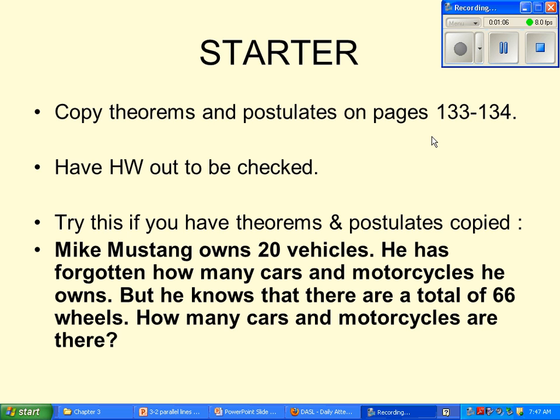We're going to go over this problem right here. Mike Mustang owns 20 vehicles. I'm just writing this down so I can switch the slide. But he's forgotten how many cars he has and how many motorcycles, so we don't know the number of cars. We don't know the number of motorcycles. I'll show you how to do this. Make sure you remember some of this from algebra. He's got a total of 66 wheels. How many motorcycles, cars does he have?